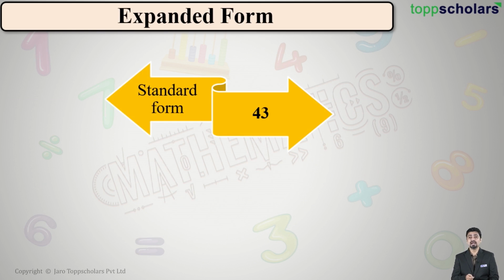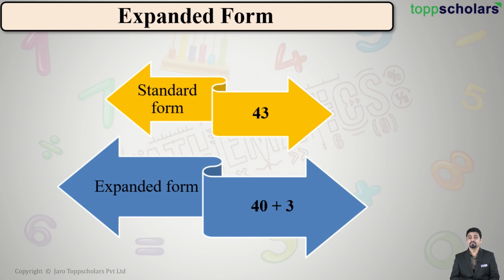Now, the standard form of writing any number is like this, 43. Obviously, we all know this. But what do we mean by expanded form? The expanded form will be written as 40 plus 3, where 40 is the place value of 4. 4 is in tens place. 4 into 10 is 40. So 40 is the place value of 4.